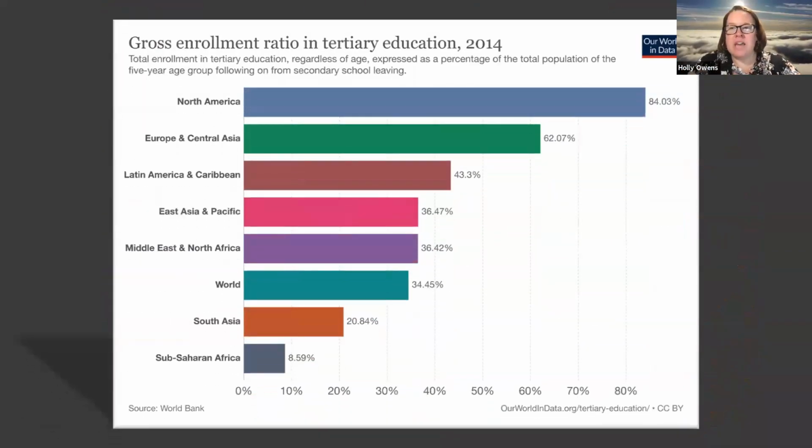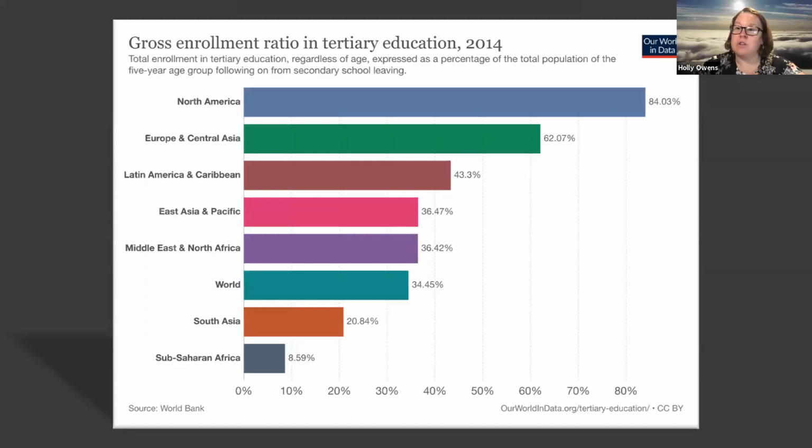If you want to take a look at the growth of tertiary education, which is post-secondary education, so university level education, this is a little bit older data. I couldn't find anything too recent, but 6 years is not that bad. These are the percentages of the population who are enrolled after they leave secondary education.